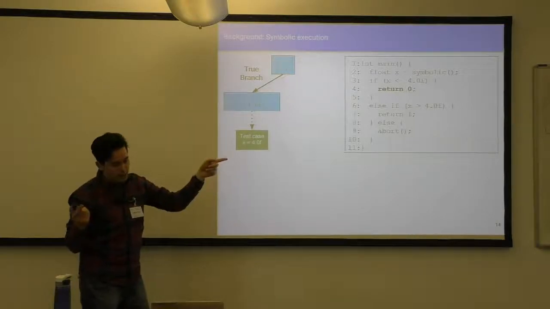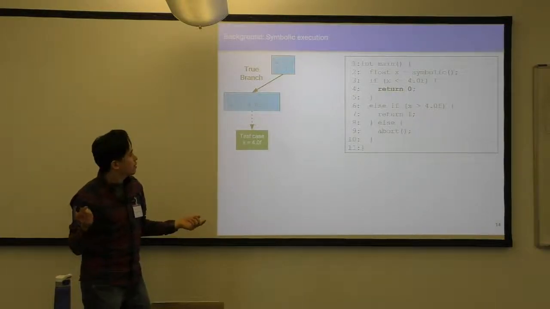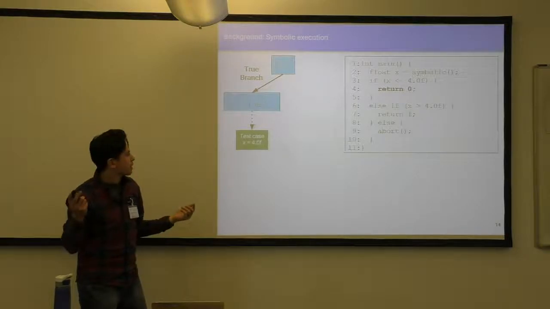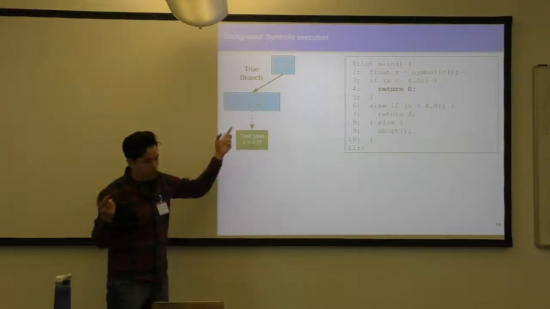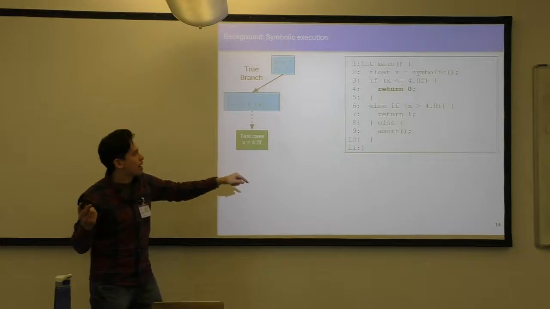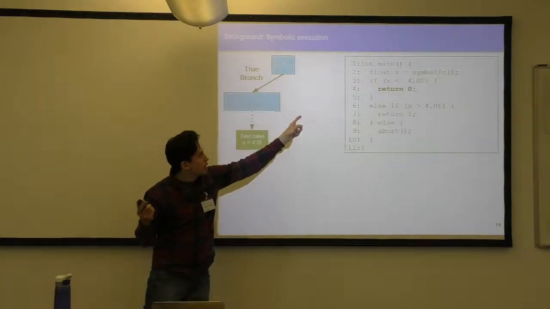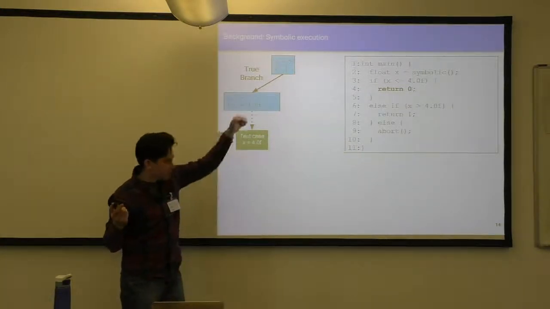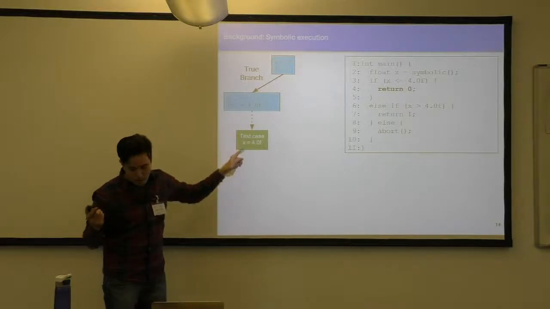We then hit the return statement and the program would exit. And then we can ask the constraint solver for a satisfying assignment. So it might say, oh, x can be 4. And in effect, this satisfying assignment is a test case, because if you replayed this program and replaced the x equals symbolic with x equals 4, you'd follow the same path that we just followed now.